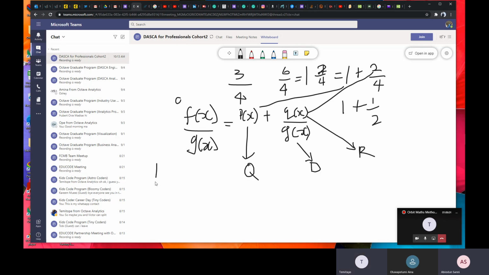In essence, if I have a polynomial all over a divisor, the answer gives you a quotient plus a remainder all over the divisor. Using this intuition, my 6 here is my polynomial, my 4 is the divisor. My quotient is what I get when I divide 6 by 4. How many times does 4 go into 6? 1. That's my quotient. What is left? My remainder, 2, all over the divisor 4. Do you get the logic?